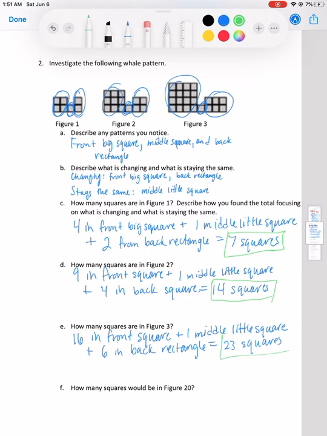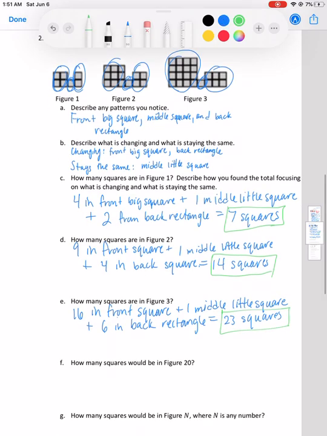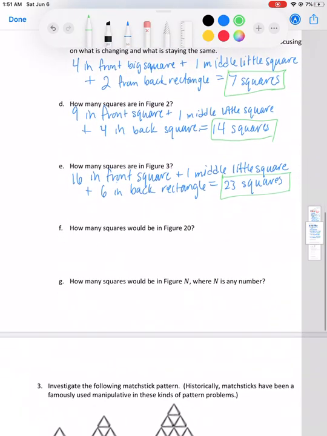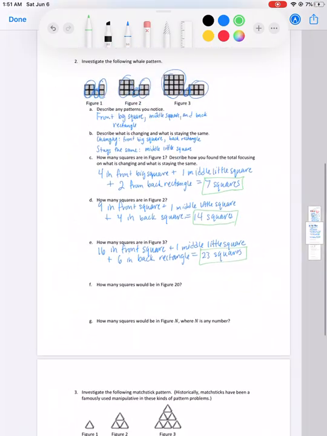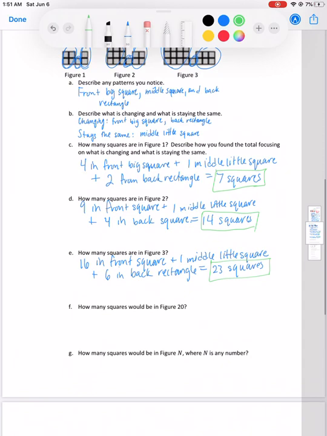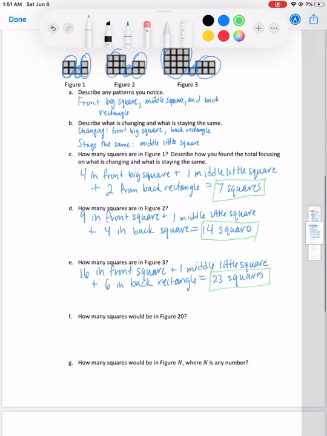Okay, so we're establishing our pattern so we can answer questions like figure 20. How many squares are going to be in figure 20? Well, we have our 3 parts, and let's go back to our pattern, our first 3 figures, to find a pattern. Figure 1 had 4 in the big front square. Figure 2 had 9 in the big front square, and figure 3 had 16. Now 4, 9, and 16 we know are perfect squares.